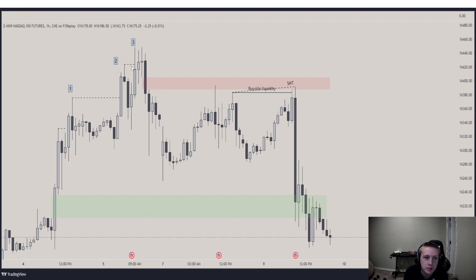We have high resistance liquidity up here and low resistance liquidity down here. If we were to flip a coin, or in terms of probability, what is the market going to favor? Low resistance liquidity over high resistance liquidity every day of the week.